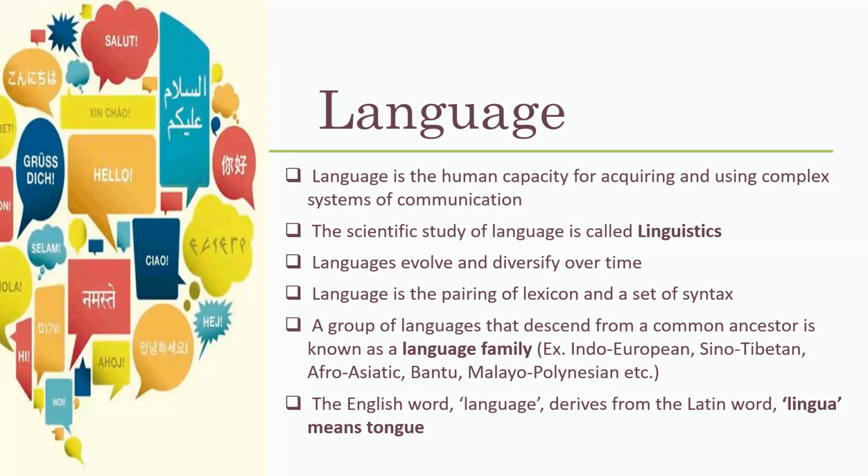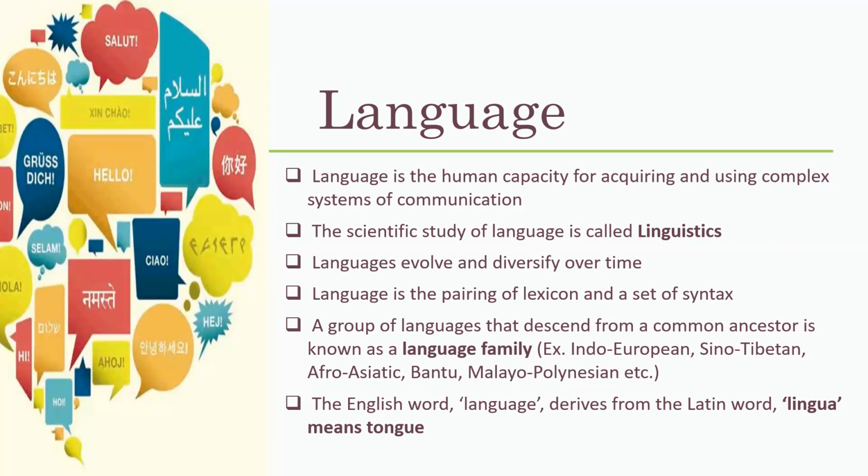And a language family is a group of languages that descend from a common ancestor. That common ancestor is what we call a proto-language. We have a lot of language families, like Indo-European, which is the single largest language family in the world, Sino-Tibetan, Afro-Asiatic, Bantu, Malayo-Polynesian. So a variety of language families.